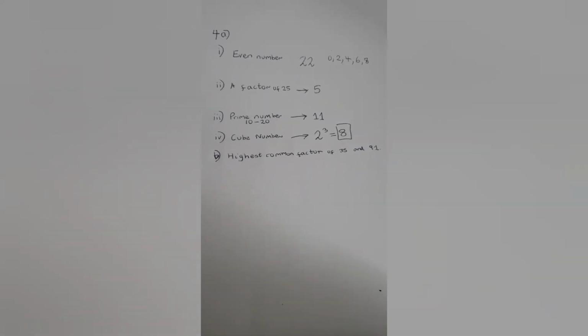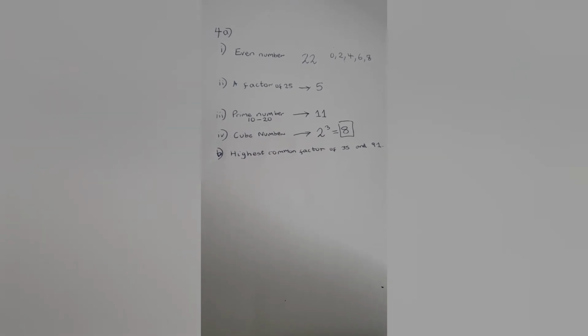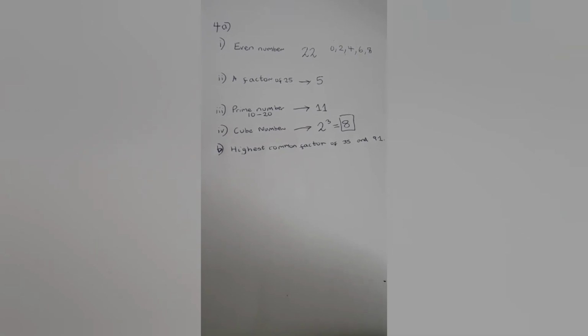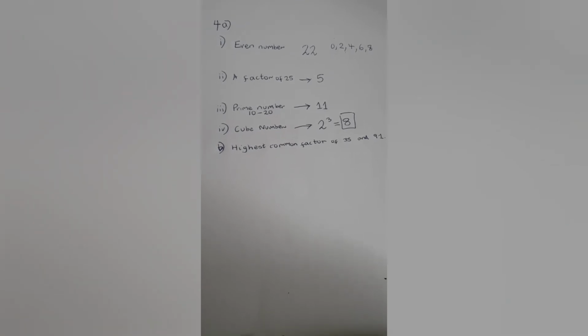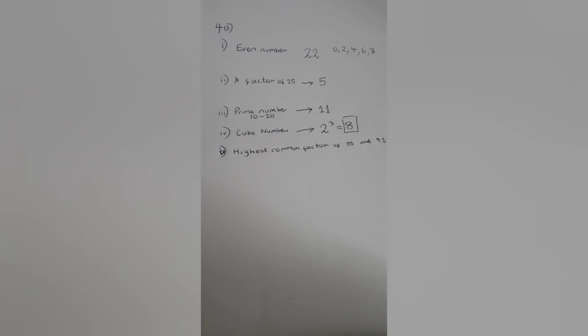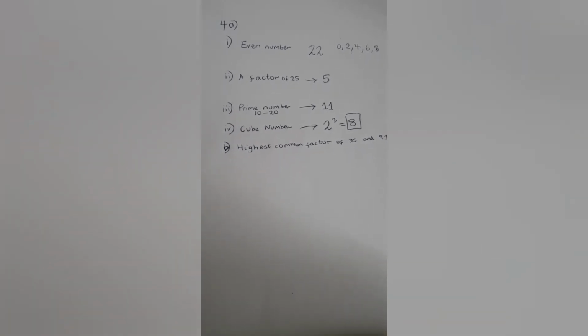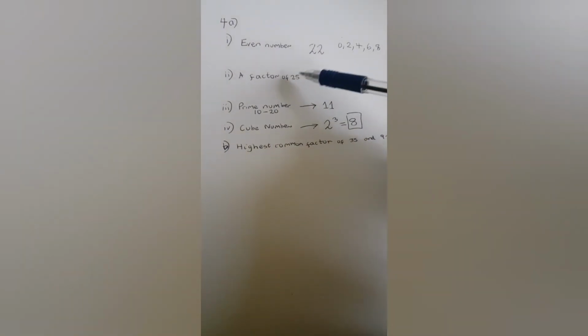So for question 4AI, an even number can be any number ending in 0, 2, 4, 6 and 8 as they will be divisible by 2. So I've picked number 22. Question 4AII is asking for a factor of 25. So we know that 5 times 5 is 25. So 5 can be a factor of 25.